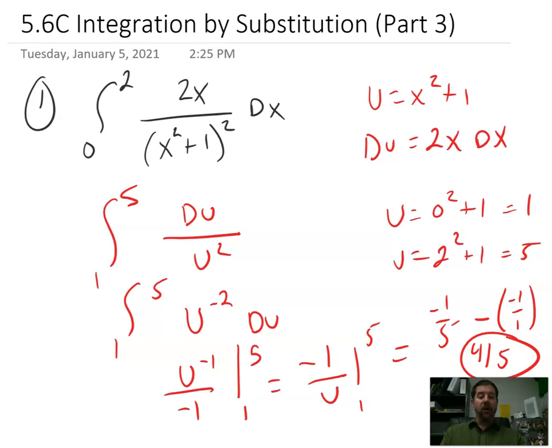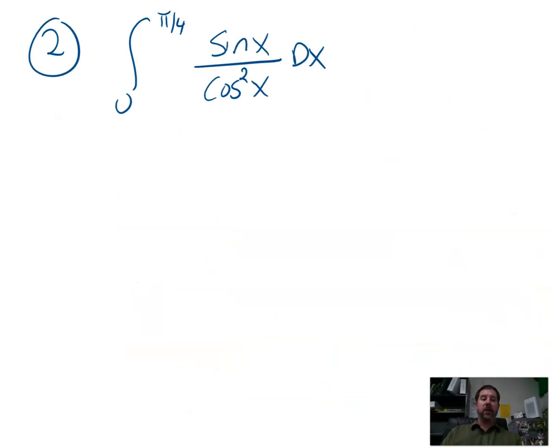Overall, very similar to the days before. It's just that we now need to make sure that when we have our limits, we write them in terms of u. All right, so here we go again. Another example here. And again, that last one, not real hard, I think, not real bad.